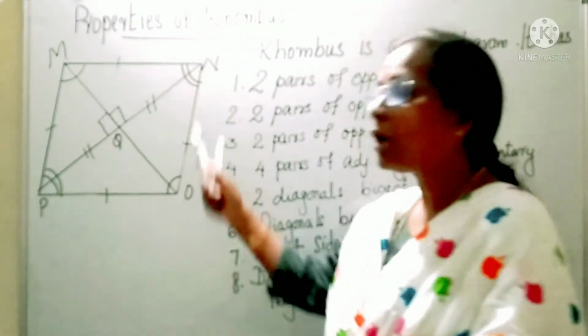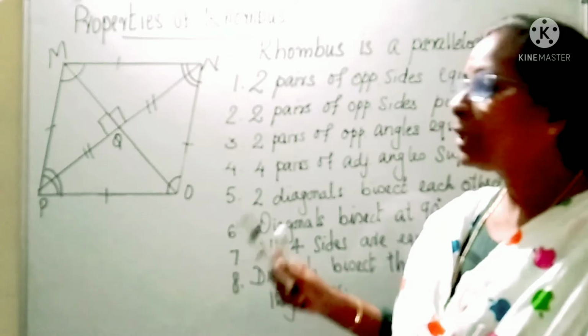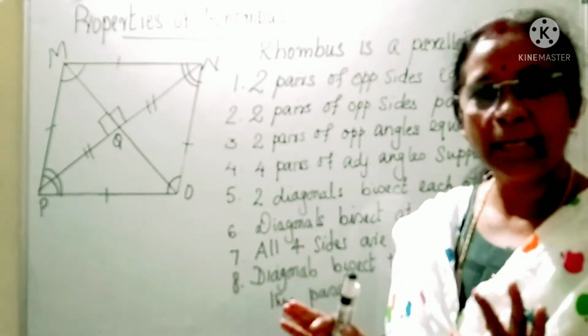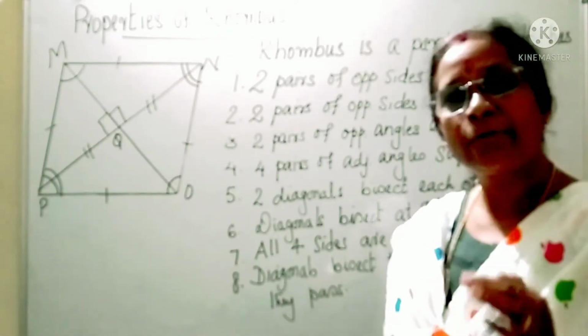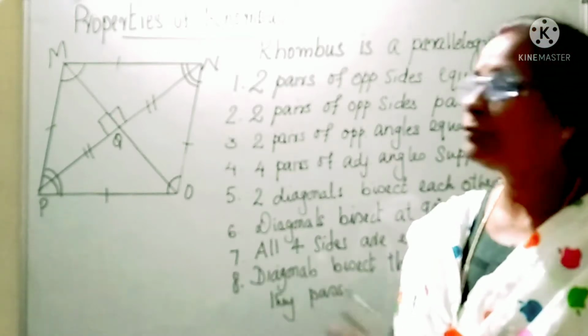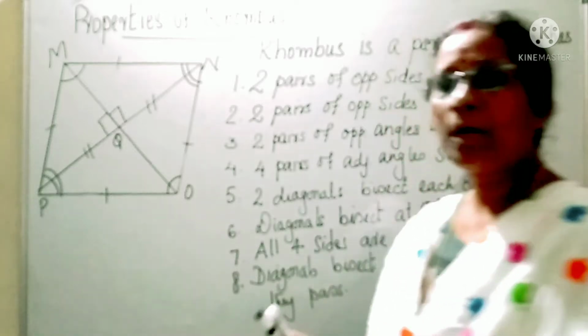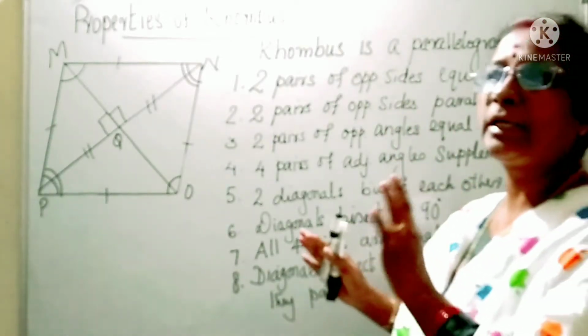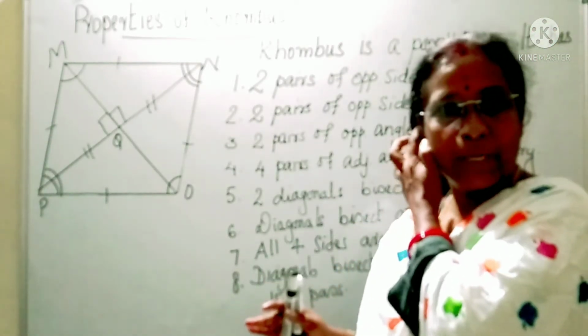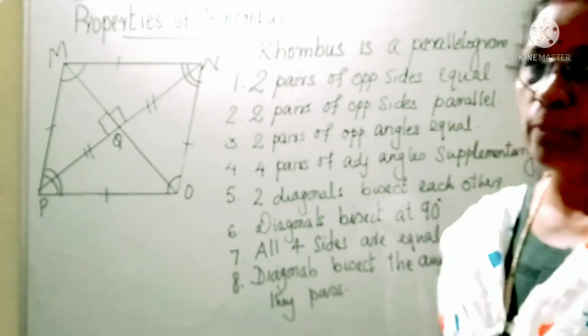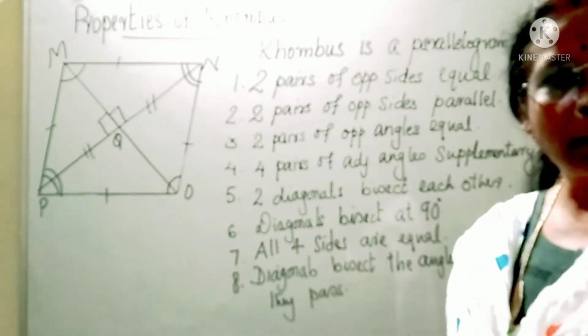Now this is the figure of a rhombus. If you look at it, it looks like a parallelogram. Let us see what are the special properties of this particular figure called rhombus. Since it is a special type of parallelogram, it will have all the common properties of a parallelogram. What are the properties?